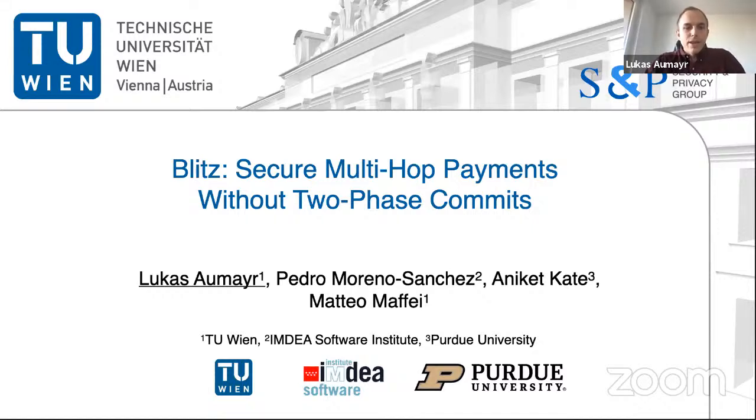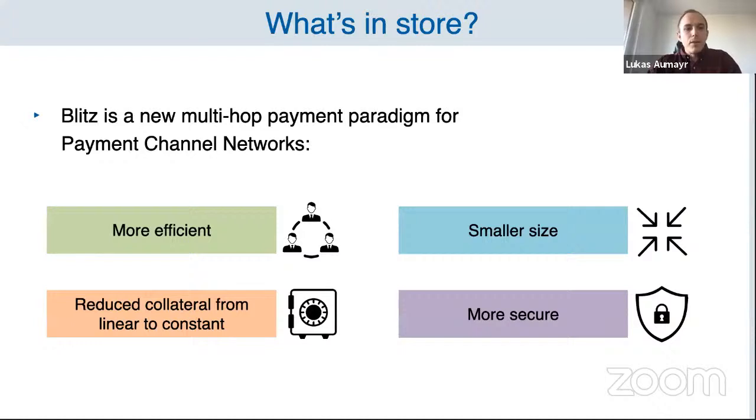Hi again. My name is Lukas Aumayr, and today I will present to you Blitz. This is joint work with Pedro Moreno Sanchez, Aniket Kate, and Matteo Maffei, and it is accepted to this year's Usenix Security Symposium. Blitz is a new multi-hop payment paradigm for payment channel networks that is more efficient, reduces the collateral lock time from linear to constant, reduces the contract size, and is more secure against certain types of attacks compared to current payment channel network payment solutions.